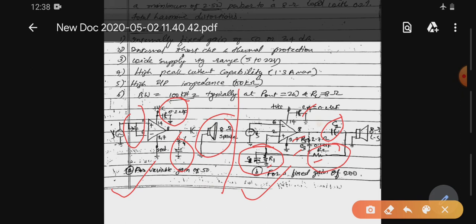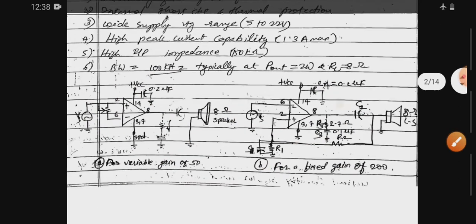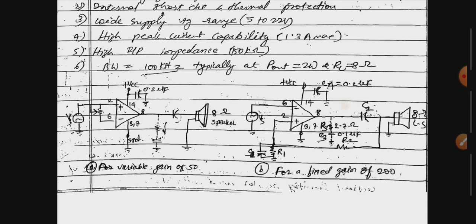As you can see in this second diagram, there is a positive feedback through the resistor network R1 and R2. The gain of LM380 is internally fixed, it is 50, that is, gain without feedback is 50, and with feedback it can be extended up to 200. So AV is nothing but gain without feedback. We can say AV, voltage gain without feedback, is equal to 50, and AF or AVF is nothing but voltage gain with feedback, equal to 200.